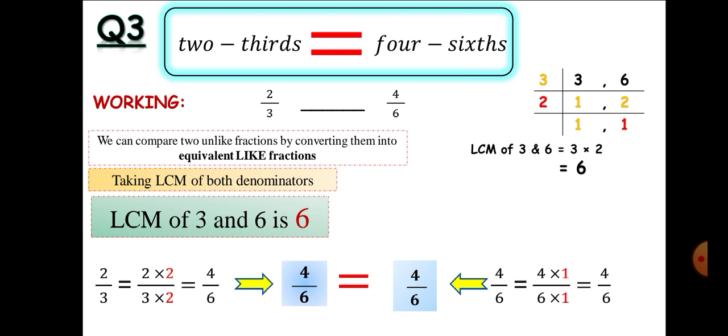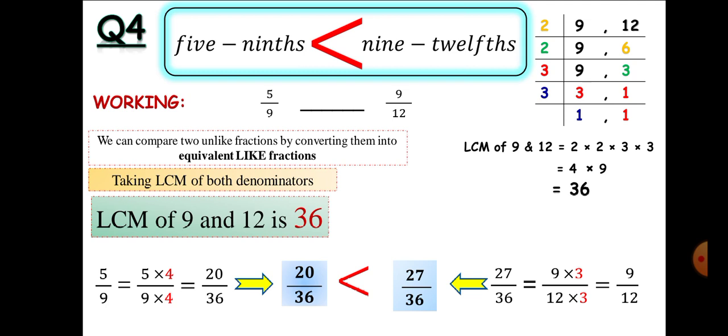So now 2 over 3, this fraction is going to be multiplied by 2, and 4 over 6, this fraction is going to be multiplied by 1. So 2 over 3 becomes 4 over 6, and 4 over 6 stays 4 over 6. Now that means these both are equivalent fractions, that means these both are equal. So 2 over 3 and 4 over 6 are equal fractions.